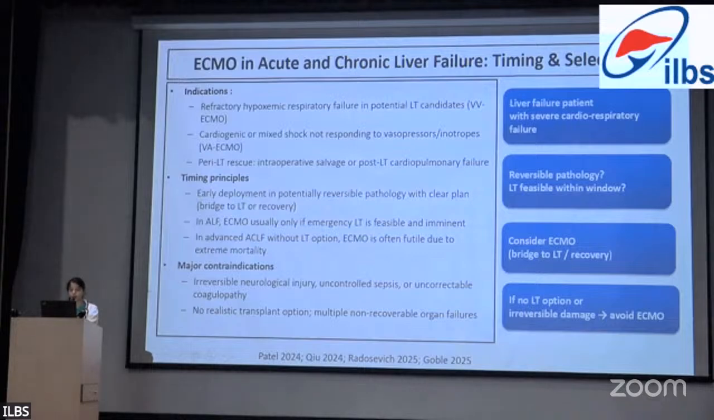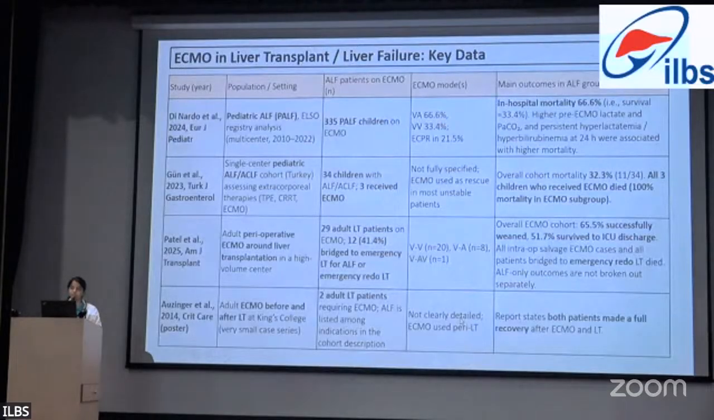Major contraindications would be irreversible neurological injury, uncontrolled sepsis, or uncorrectable coagulopathy, which in his case he had because it was already delayed. By that time, his INR had also started to rise. But when he was advised ECMO, at that time his INR was okay. His platelet count was also perfectly fine, and he was not bleeding at that time. Other contraindications are no realistic transplant option and multiple non-recoverable organ failures. We have to conclude. Our time is running out.